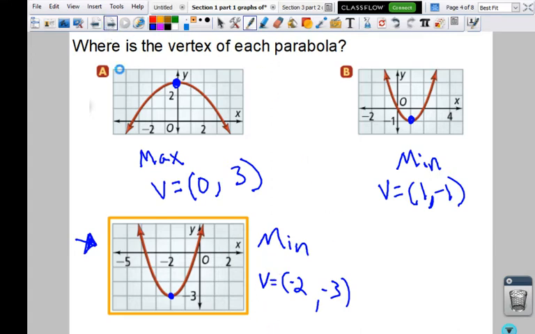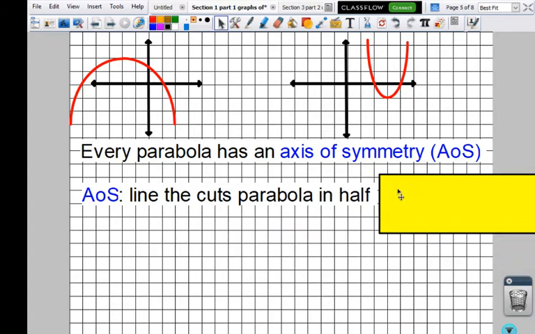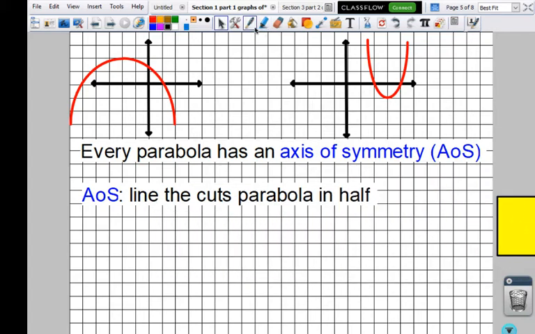Alright, so we looked at a vertex. Every parabola also has what is called an axis of symmetry, which I usually abbreviate as AOS because that is way too much for me to write. Your axis of symmetry is a line that cuts your parabola in half. But I forgot to say it's an invisible line. It's not actually there when we look at it, but it is there.